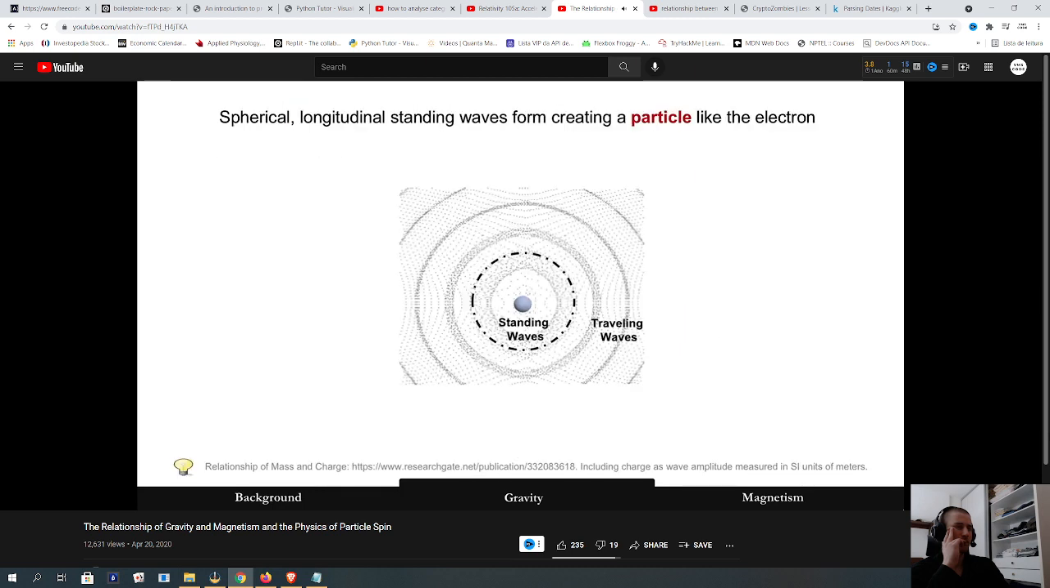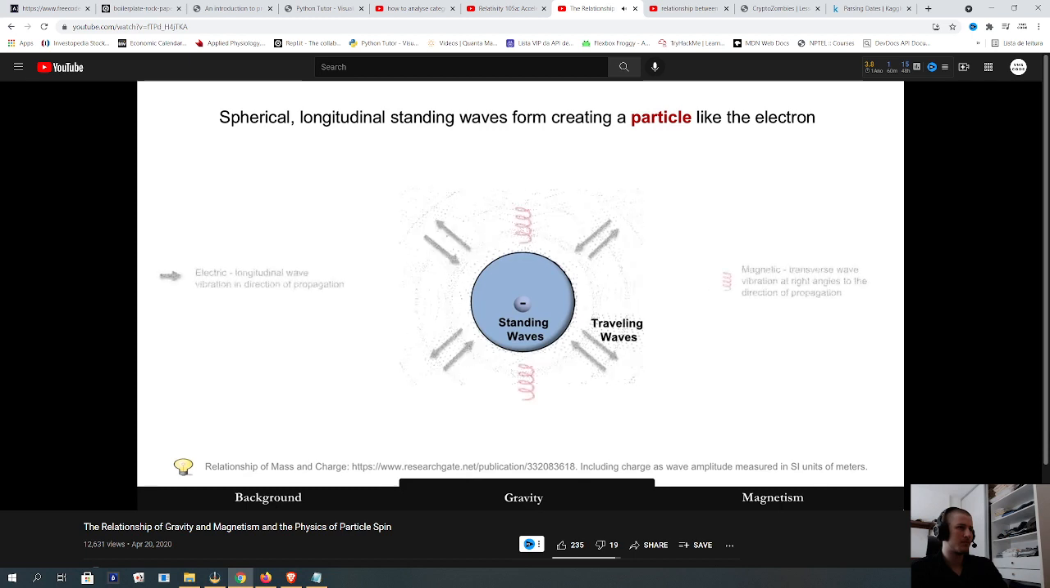Now, the next few slides are actually taken from a separate paper and a video on that paper, but it's important to just do a quick recap of this. So particles can be formed from charge, or they're standing longitudinal waves, right? An in wave and an out wave create a standing wave, and that becomes the particle. And beyond that, it's traveling waves. For more information, go to that paper. I'm just doing the quick recap.